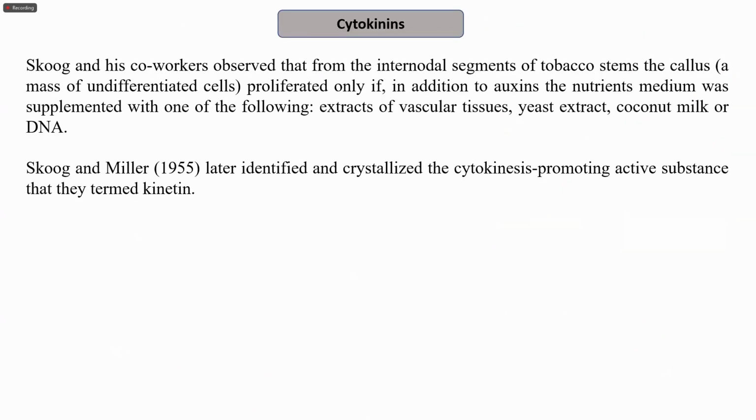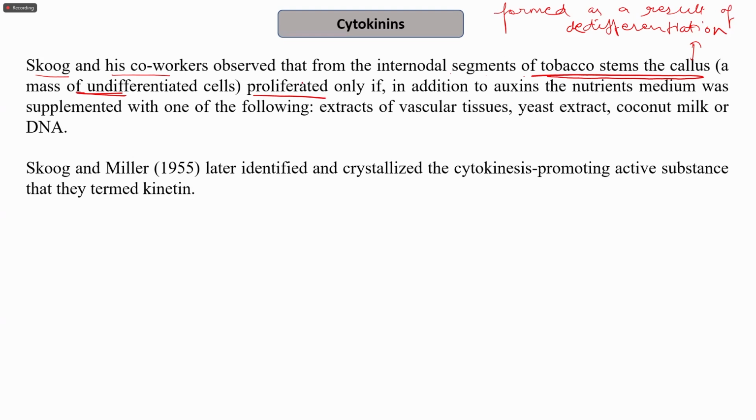The next is the discovery of cytokinin. Skoog, Miller and their co-workers observed that from the internodal segments of tobacco stem, the callus, which is a mass of undifferentiated cells, is formed as a result of dedifferentiation. That is, it carries undifferentiated cells and they proliferate.